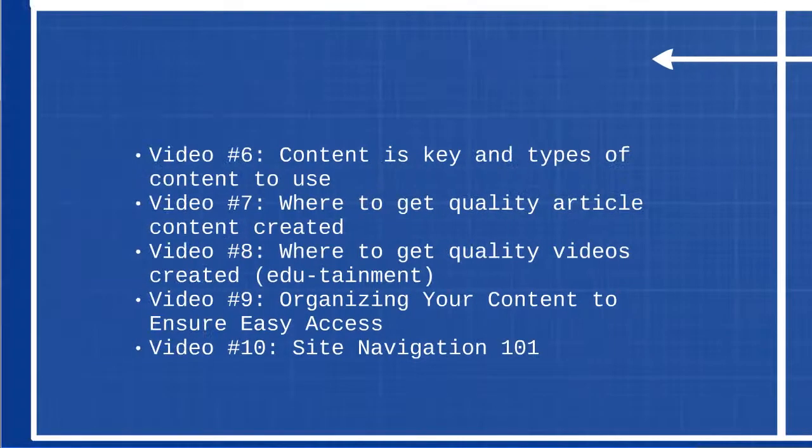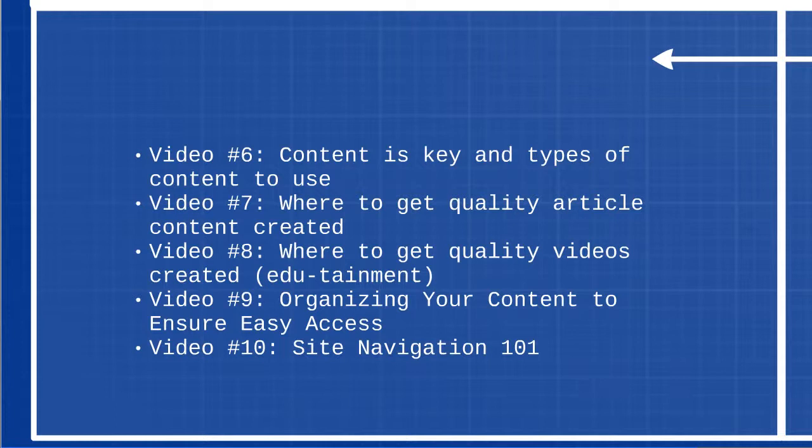And that brings us to video number six, which is content. As you know, content is key. While that makes common sense, a lot of people forget about this. So I'm going to talk about what types of content to use, how to use different strategies to help people stay on your site longer. And that brings us to video number seven, which is where to get quality content created. So if you're not a writer, if you're not a video creator and things like that, I'm going to show you how to approach this situation and get others to do it for you, so that you can begin to focus on other things that are important, such as marketing your website and making sales and building new products.